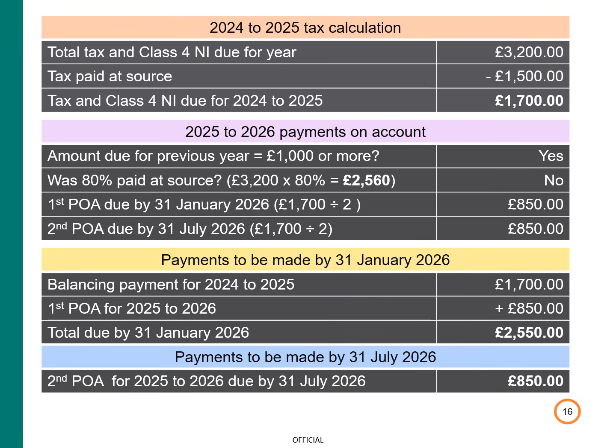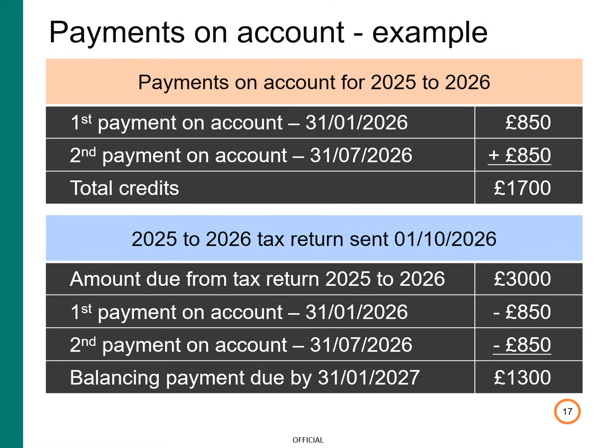The payments due by the 31st of January 2026 are the balancing payment of £1,700 plus the first payment on account of £850. That's £2,550 in total. There's also the second payment on account of £850 due 31st of July 2026. The payments on account made for 2025 to 2026 will be shown on the statement of account as a credit.